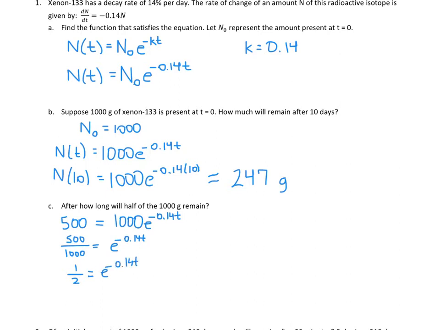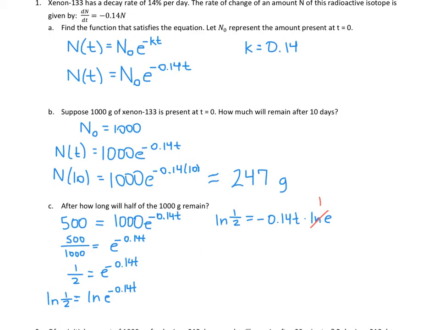Now to solve for t, we need to take the natural log of both sides. And then when we take the natural log of both sides, the property of logarithms allows us to bring the exponent out in front of the logarithm. So this is going to then look like we're going to have the natural log of 1/2 equal to negative 0.14 t times natural log of e. Alright, and then we know that natural log of e is just equal to 1.